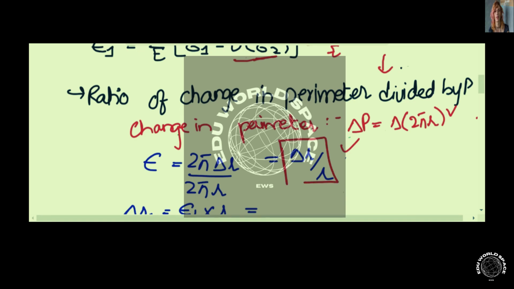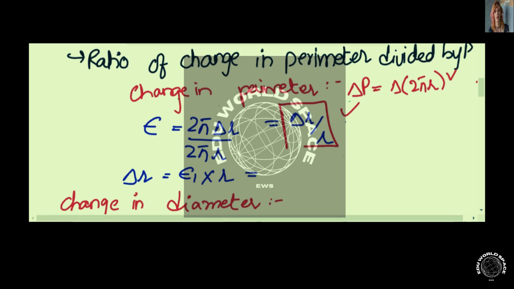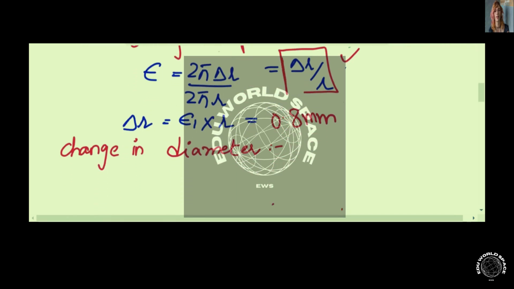And from here we can find out the value of del r. So del r is equal to strain times r, and when we plug in the values, we get that it is equal to 0.4 millimeter. From here we can find out the change in the diameter. So the change in the diameter del D is equal to 2 times del R, that is 2 times 0.4, and that is equal to 0.8 millimeter. Now this is the answer to our first part.